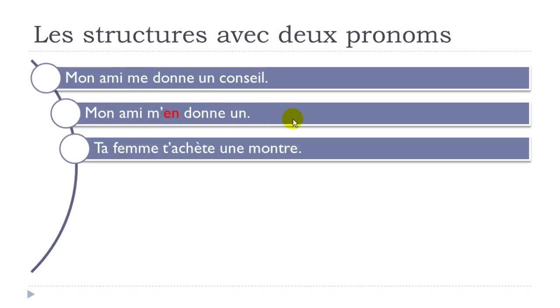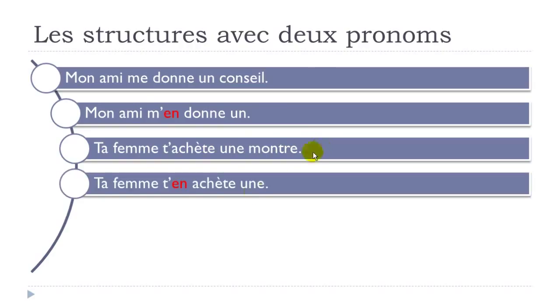Second example, ta femme t'achète une montre. Ta femme, your wife, acheter is to buy, une montre, a watch. Okay, and then of course we would like to replace une montre in that case. We will use this en pronoun, okay, and you get ta femme, so you've got this te again, but then as it's with the vowel here, en, the e needs to go away. T'en achètes une. All right, so as we saw for the rule, first we've got te, after that en is coming, and then we've got the verb.